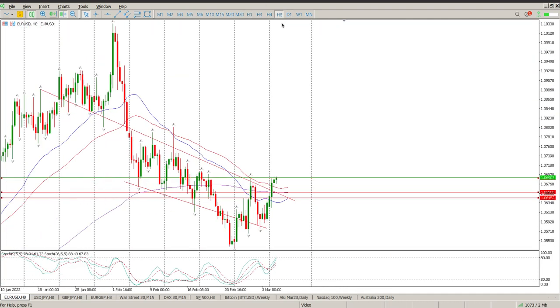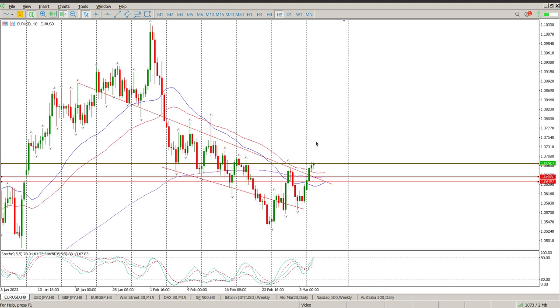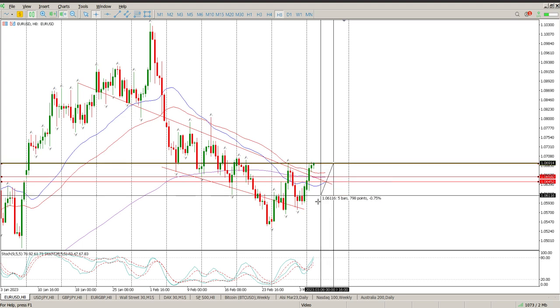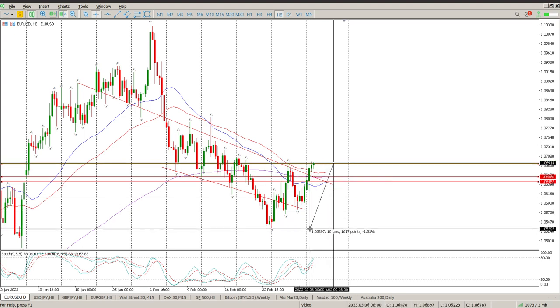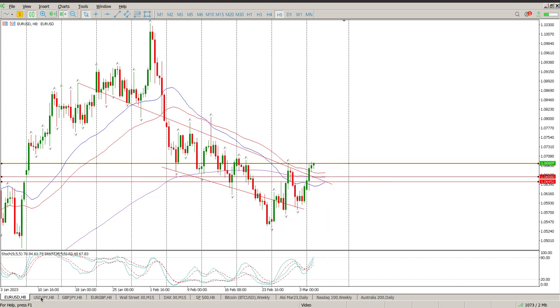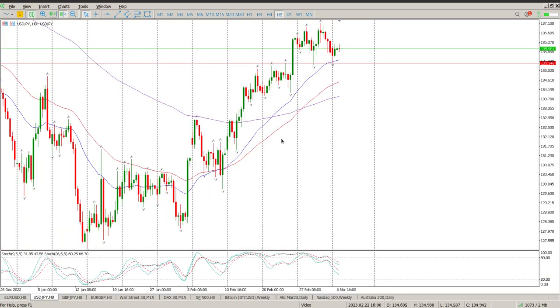Bear in mind, big cup and handle, so a decent break above that, decent retest is going to give you a move of roughly 1,617 points. Moving on to the US dollar Japanese yen.